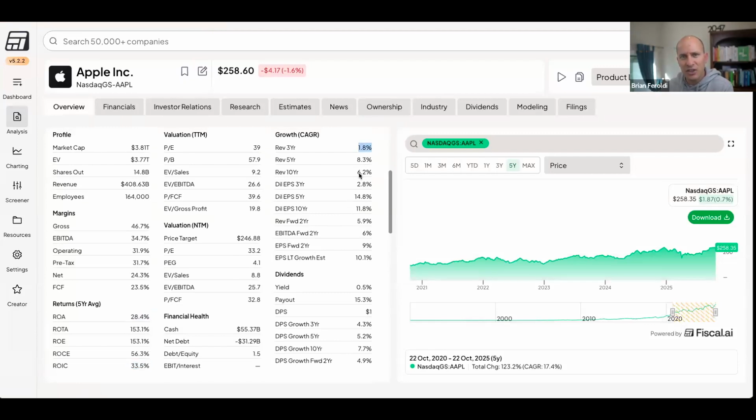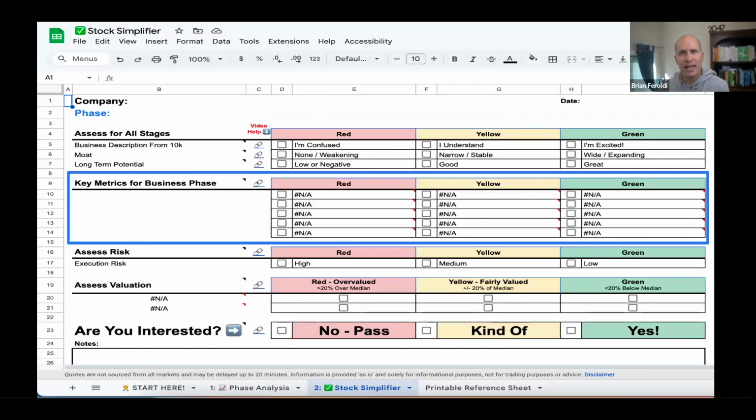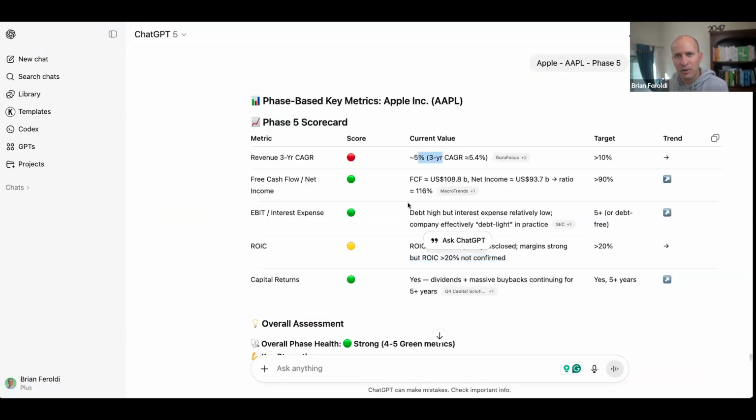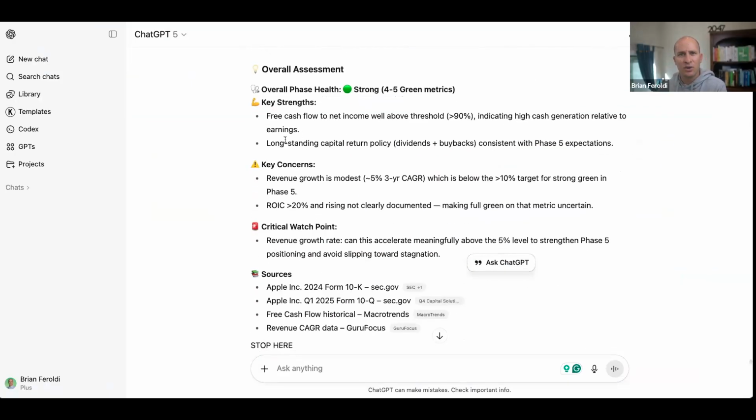Yeah. And this says that the revenue growth over the last 3 years has been 1.8%. So it got the red correct. It got the number a little wrong. So that's wrong. And then capital returns, yes, for 5+ years. Dividends and massive buybacks have continued for more than 5 years. So no strengths for this question.